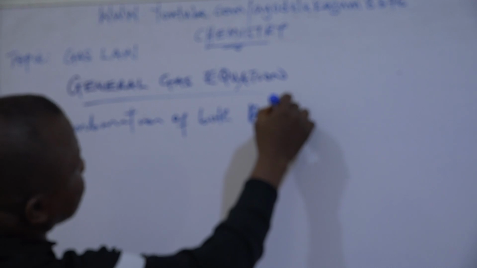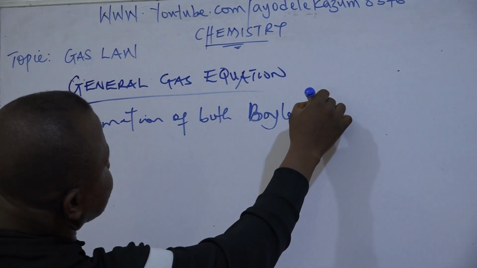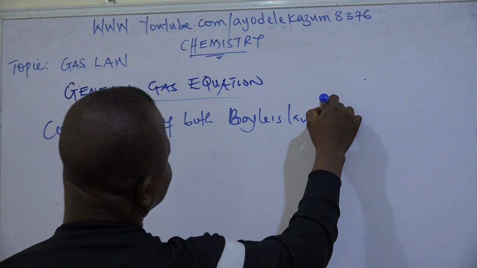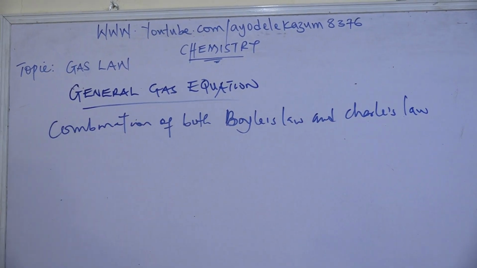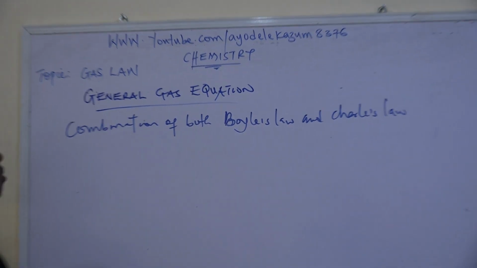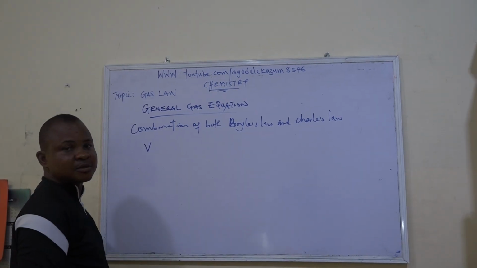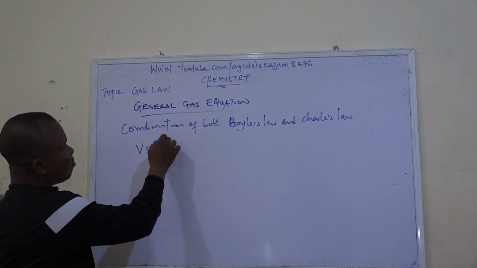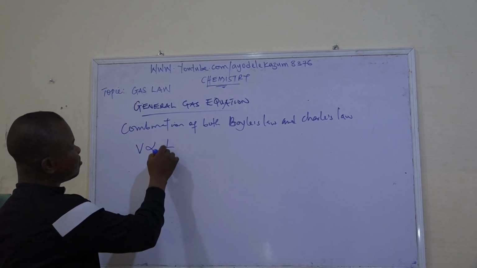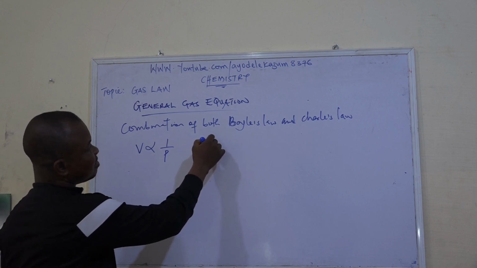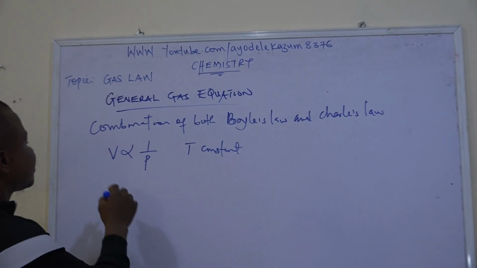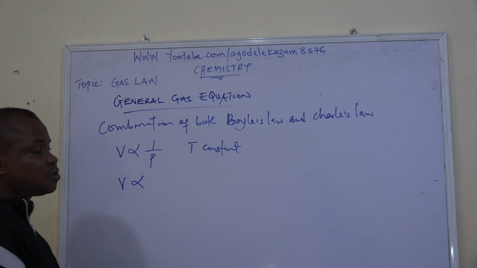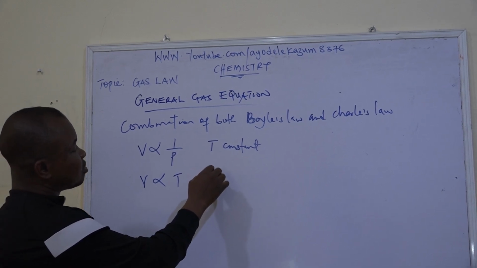of both Boyle's law and Charles' law. You get it? But what is our Boyle's law? Boyle's law says that the volume of a given mass of gas is inversely proportional to pressure, provided that T is constant. Remember, Charles' law states that the volume of a given mass is directly proportional to temperature, provided that P is constant.